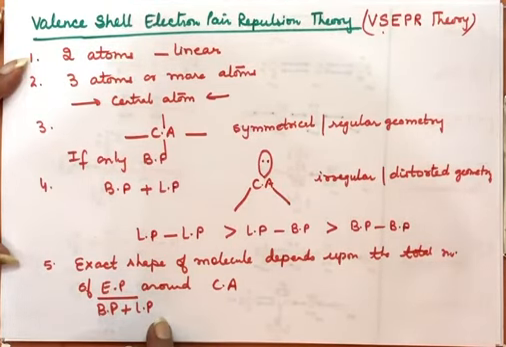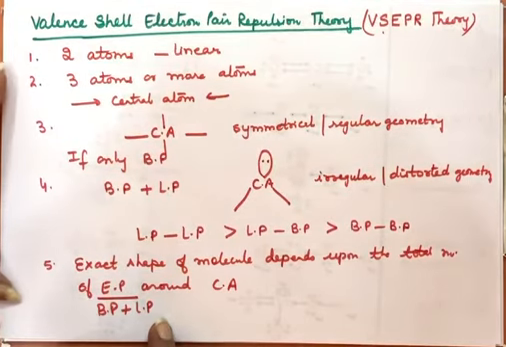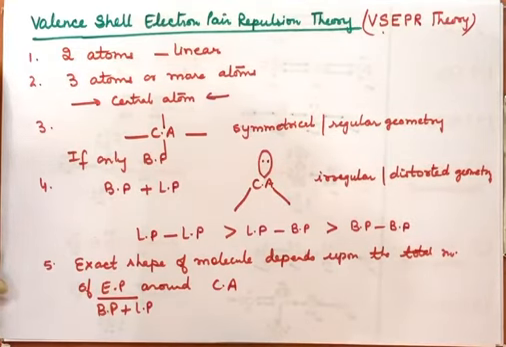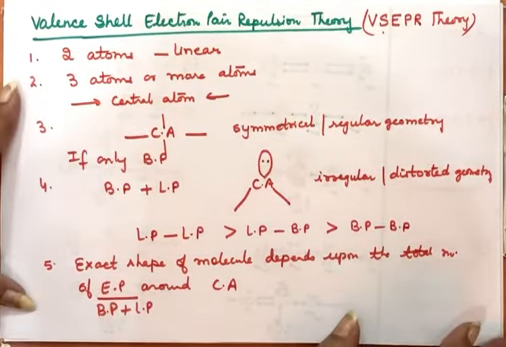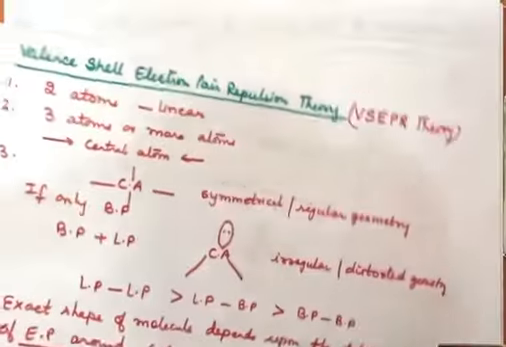So for this we have a table to learn, that if these many bond pairs are there in a molecule, what will be its geometry? If along with this the lone pairs come, what will be the geometry of the molecule? So now next we are doing the table for Vesper theory.